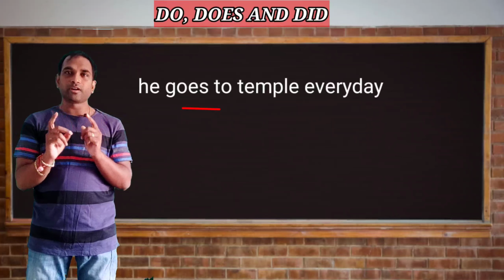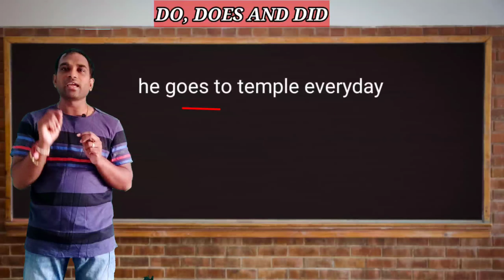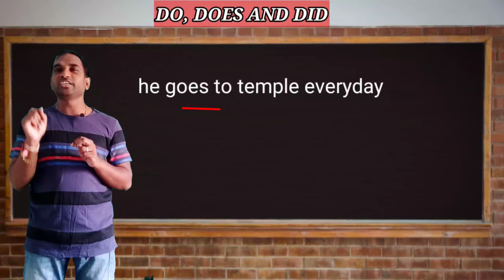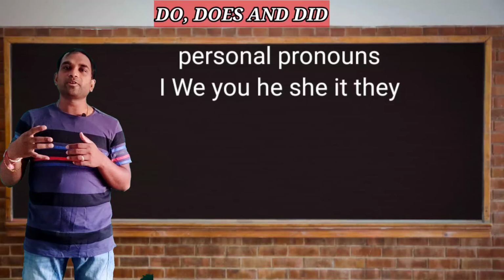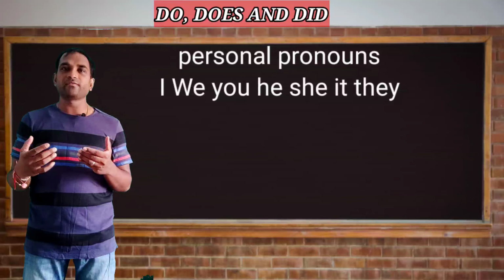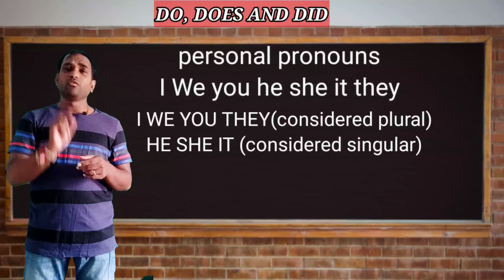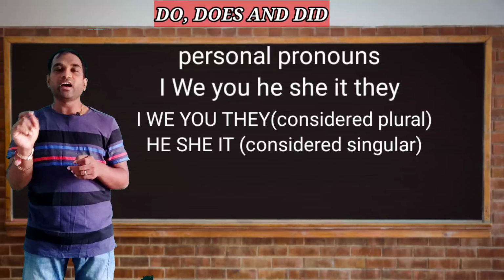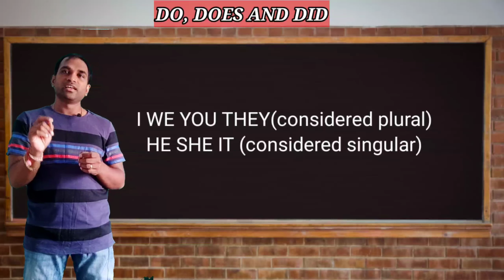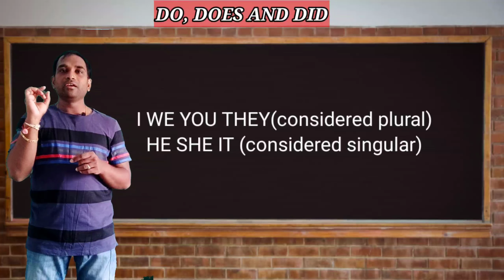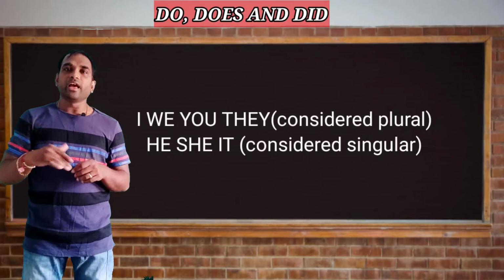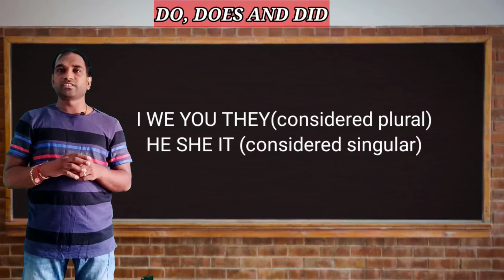These are the personal pronouns. Let's see the personal pronouns. I, we, you, he, she, it, they. These are the pronouns we have. Among these pronouns, what are the plural pronouns we have? I, we, you, they are to be considered as plurals in English pronouns. Okay, remember this rule.